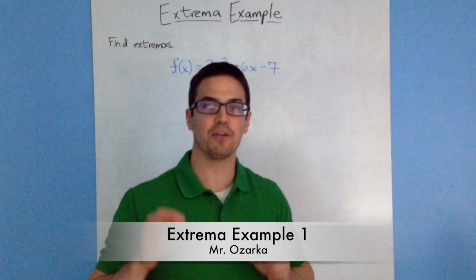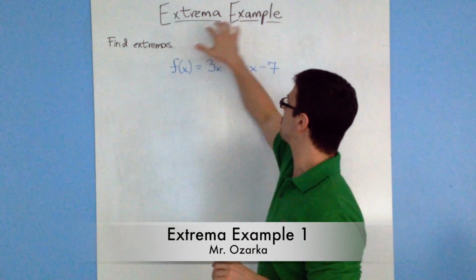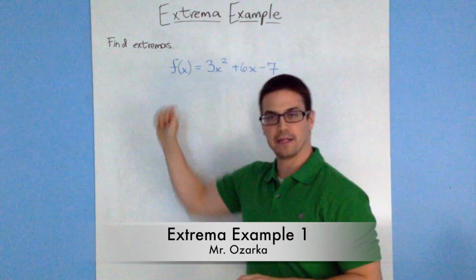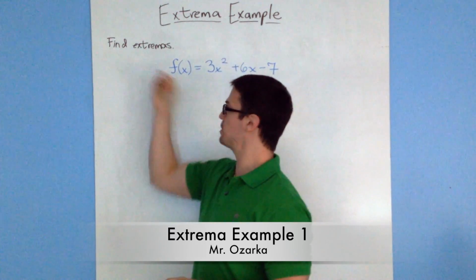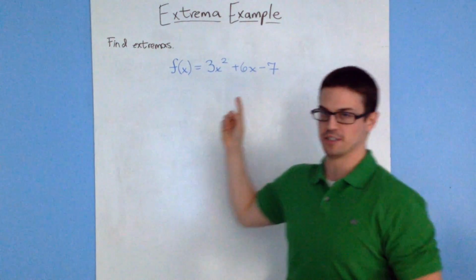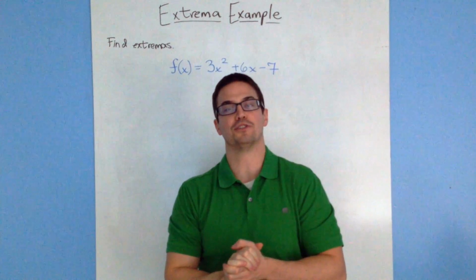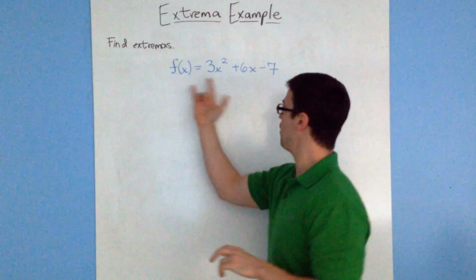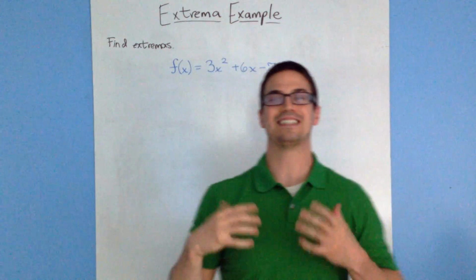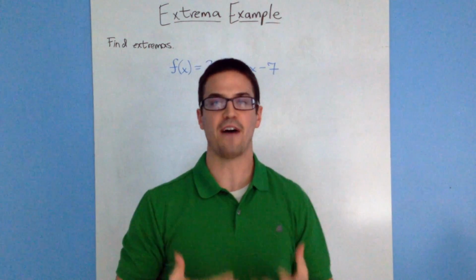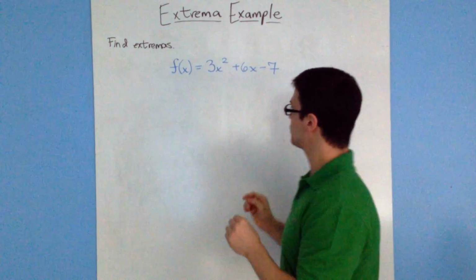Alright, so this video is going to be an example of how to do an extrema problem. So a problem might look something like this. It says find the extremas of the following function. Okay, so the first thing we're going to want to do is find the derivative of this function, and then you're going to want to set it equal to 0 to find those critical numbers. So that's the first thing we're going to do.